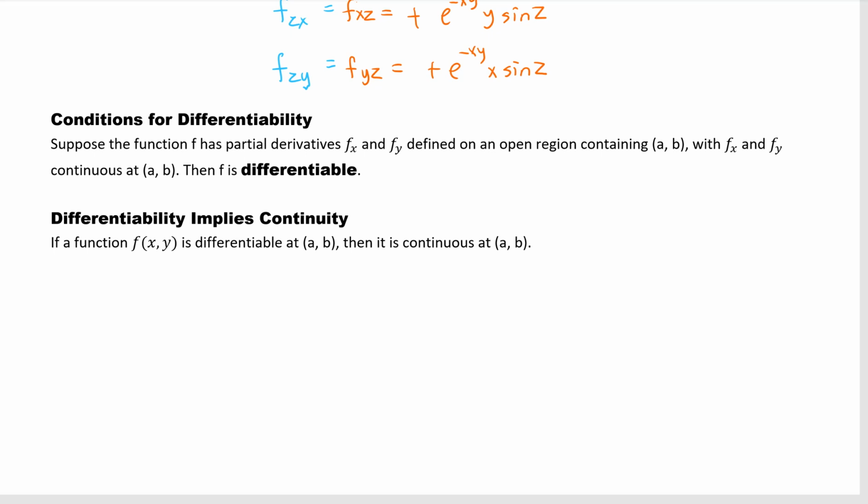Okay, so keep in mind, if you want to check whether f is differentiable, then just find the partial derivatives, partial f partial x and partial f partial y, and check whether they are continuous. If yes, then f is differentiable. So far so good, everybody?